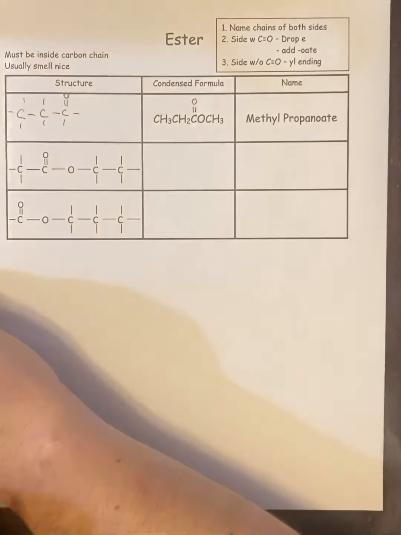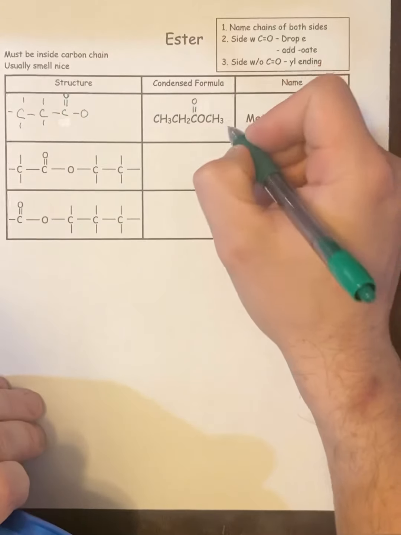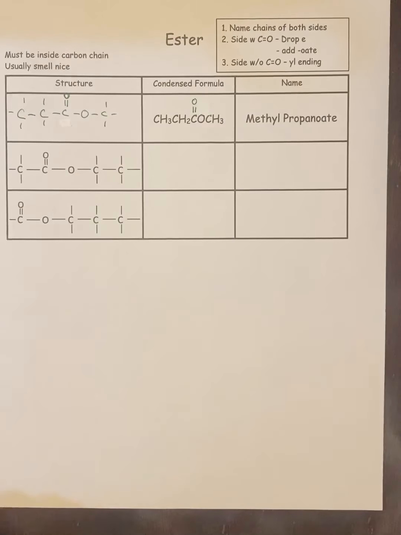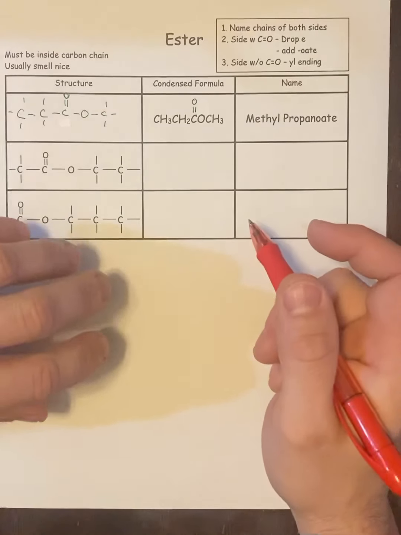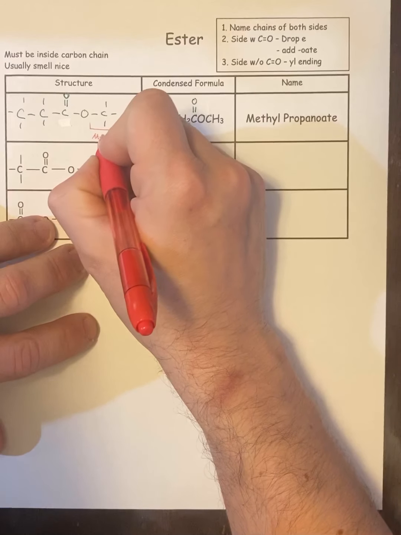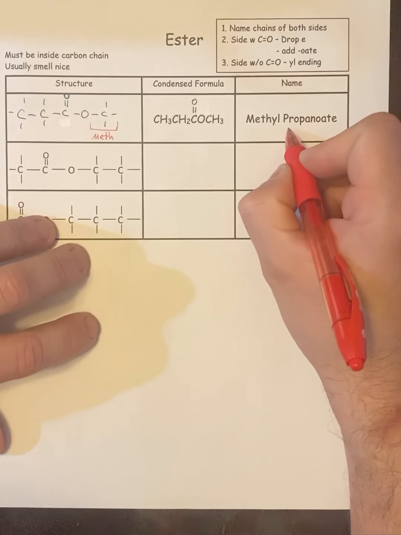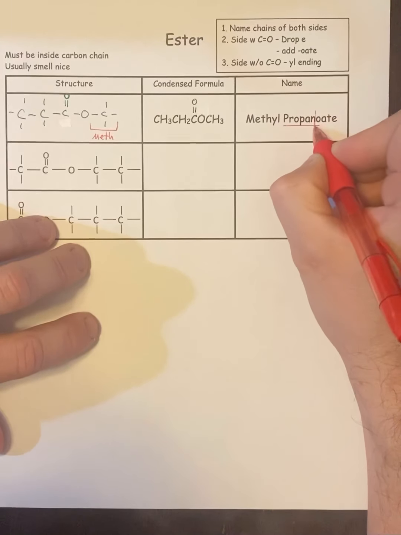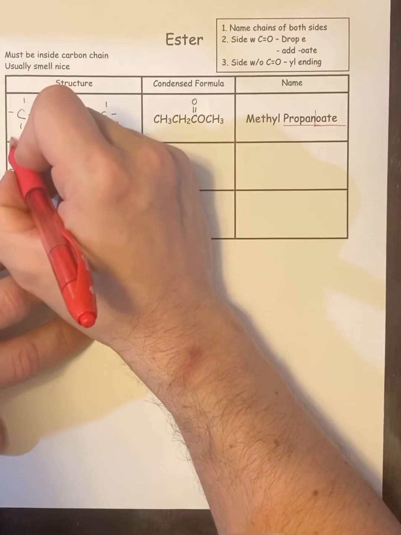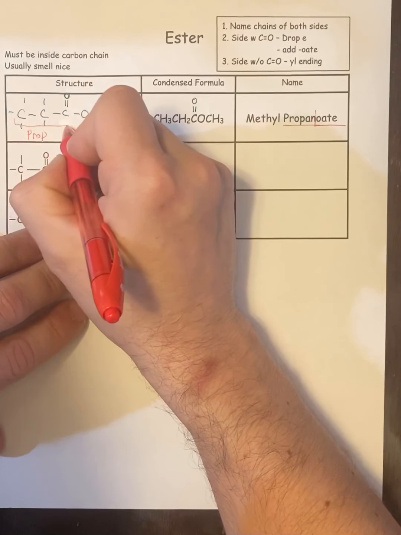So there's my O. Then it's going to have an O and then a CH3. So there is my ester. It's called methyl because this side only is 1 carbon long. And then this part is the propane, and then they added oate to it, right? But the reason this side gets the ending is because it's 3 carbons long. So that's what makes it a prop.